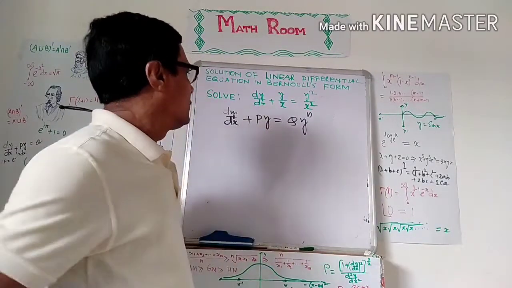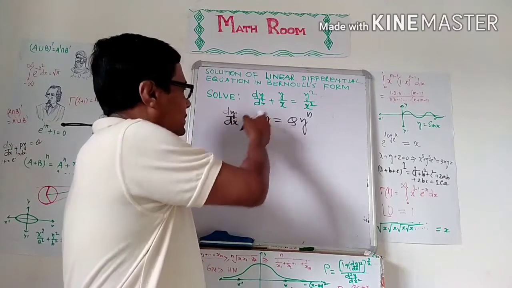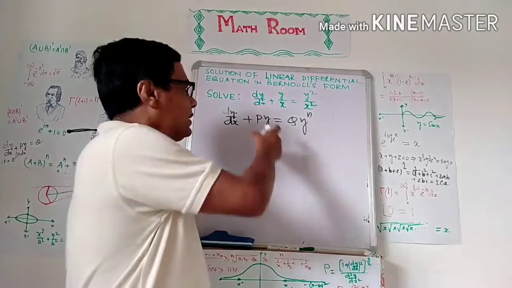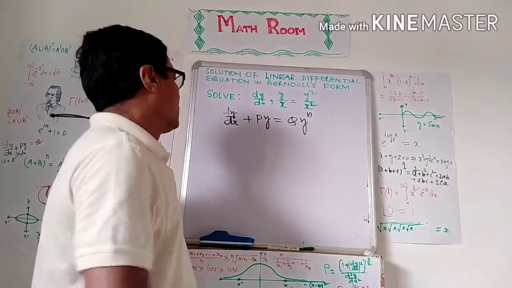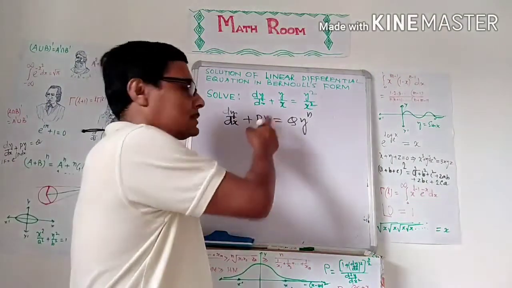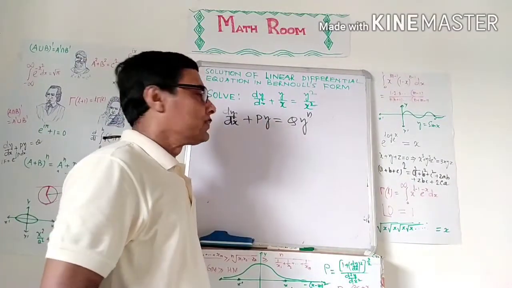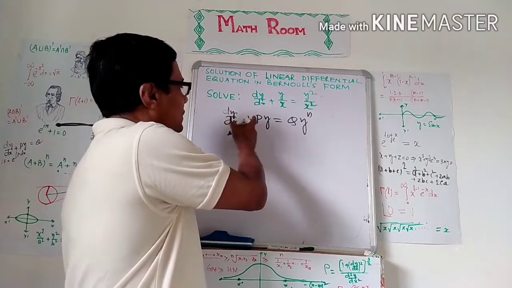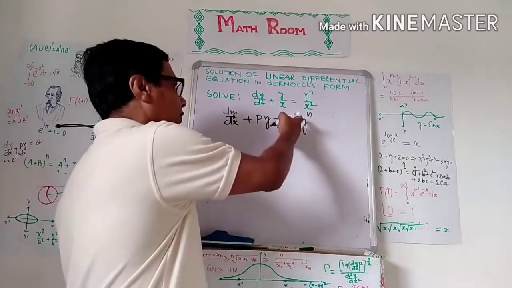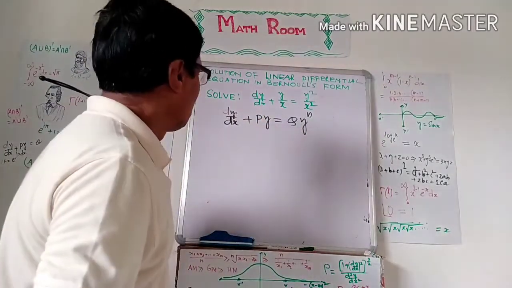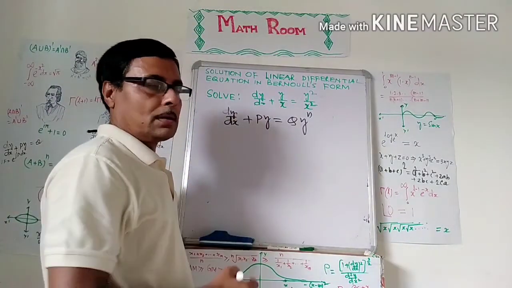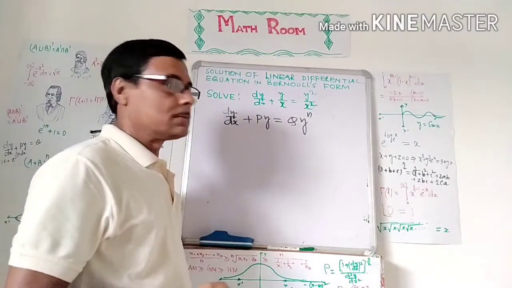At first, our job is to make this Bernoulli's equation a perfect linear differential equation. What is a perfect linear differential equation? A perfect linear differential equation is dy/dx + Py = only Q. There, y to the power n is absent. So our purpose is to make this equation a perfect linear differential equation.